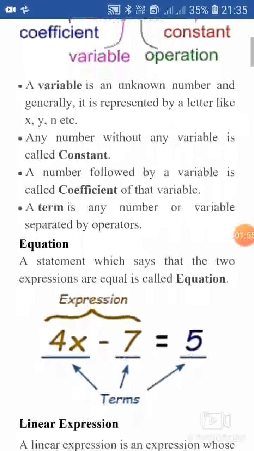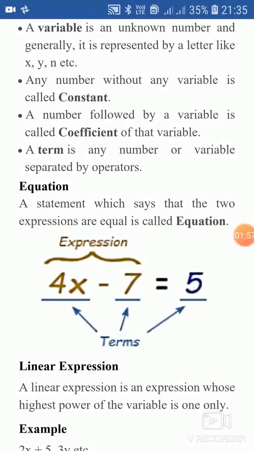Now comes the equation. An equation is a statement which says that two expressions are equal to each other. For example, 4x minus 7 equals 5. Here 4x minus 7 is an expression and 5 is a term. When they are written with the equal sign, that becomes the equation.